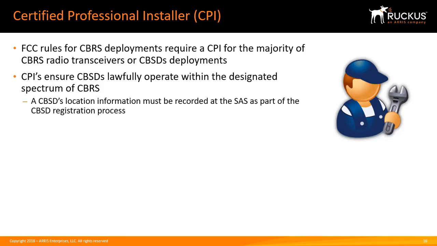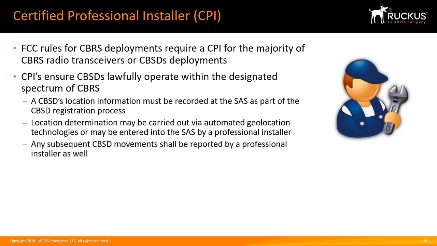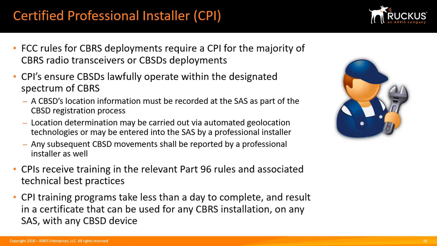A CBSD's location information must be recorded at the SAS as part of the CBSD registration process. Location determinations may be carried out via automated geolocation technologies or may be entered into the SAS by a professional installer. Any subsequent CBSD movements shall be reported by a professional installer as well. CPIs receive training in the relevant Part 96 rules and associated technical best practices. CPI training programs take less than a day to complete and result in a certificate that can be used for any CBRS installation on any SAS with any CBSD device.